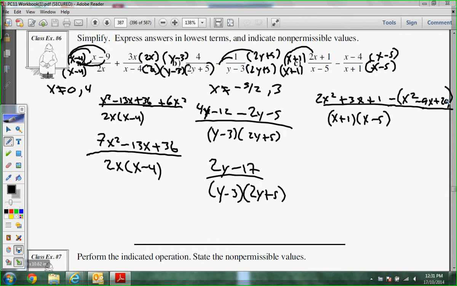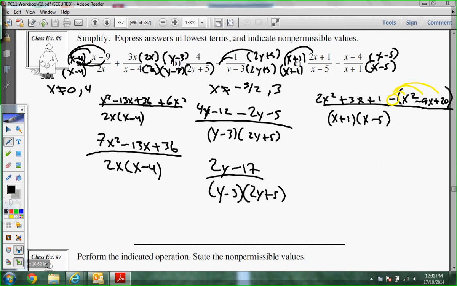And very important right here, too. I know I keep saying very important, but that minus right there has to hit everything inside. So don't just do minus x squared and be good. That's a big mistake that happens on the test every year. Okay? Do not forget your negative.